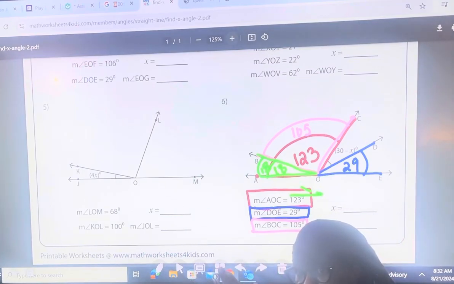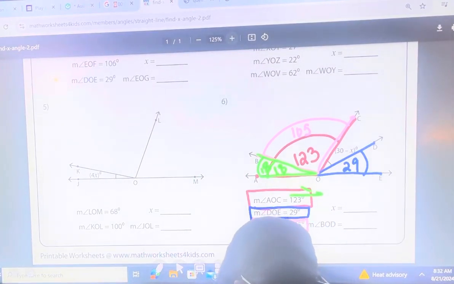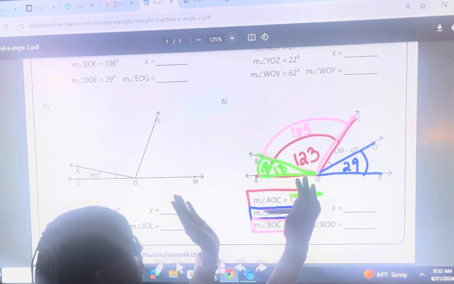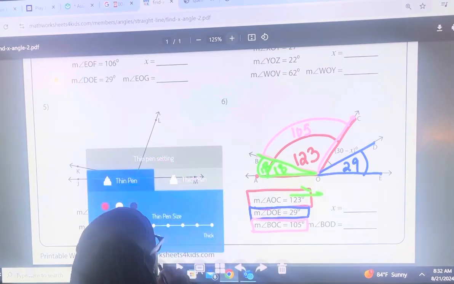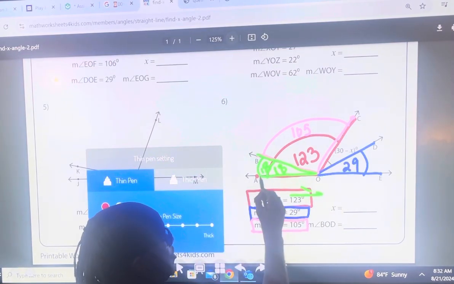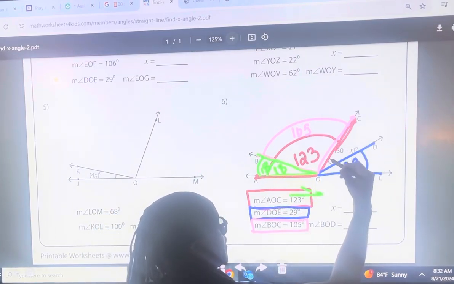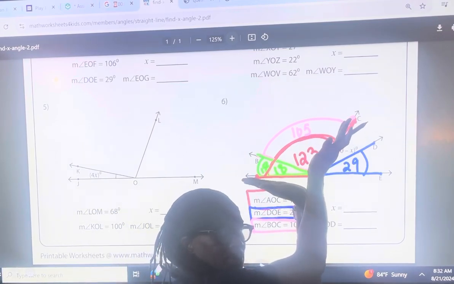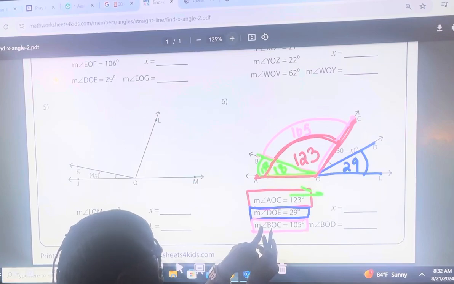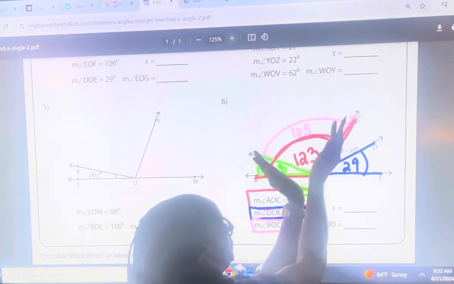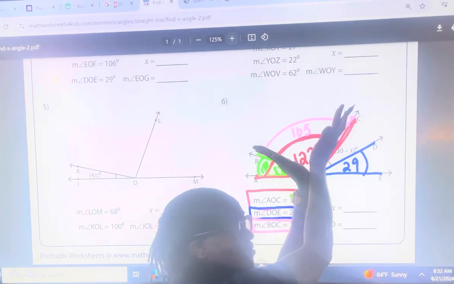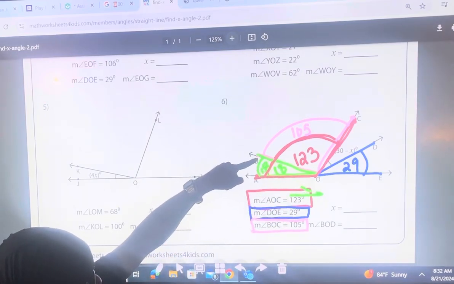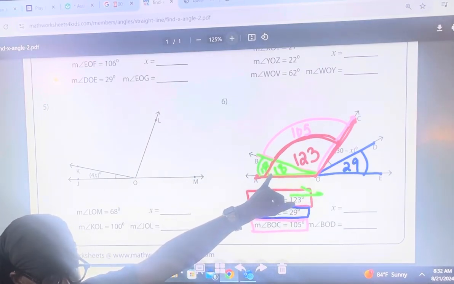Is there anybody that's lost? Yes. Where at? Where did we get the 18? Okay. So remember, this entire angle AOC from here to here is 123. This entire thing is 123. A piece of it, BOC, is only what? So what would the less be? There's your 18. That's your AOB. They didn't give it to us, I just put it in there.